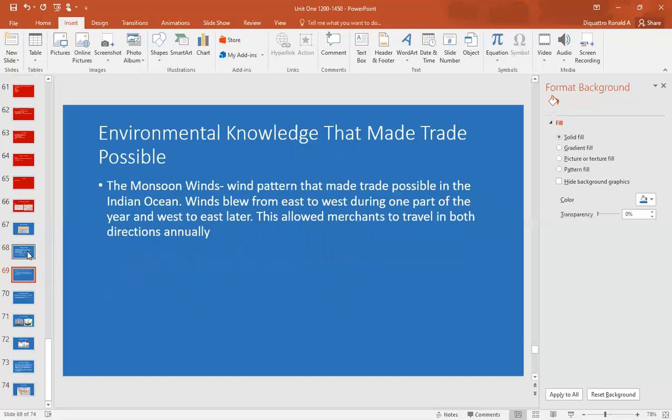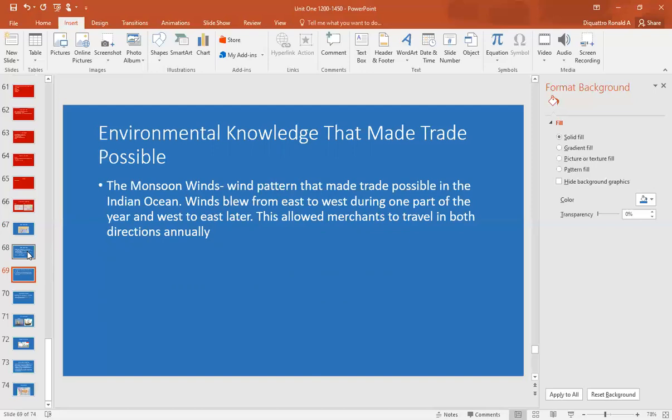Now, an interesting thing to stop and think about: how do you actually trade in the Indian Ocean? How do you get from, say, East Africa to India? Well, if it's the wind, then the question is, how would you get home? And what makes trade possible in the Indian Ocean is a unique wind pattern called the monsoon winds. The monsoon winds blow seasonally. One portion of the year they blow from west to east, and then in the later half of the year, the winds will change.